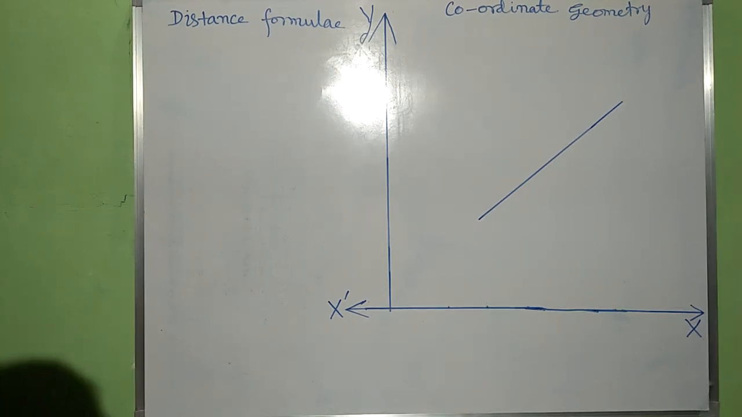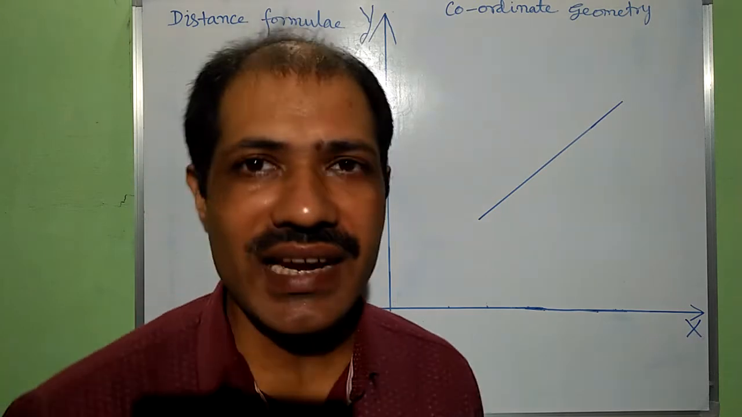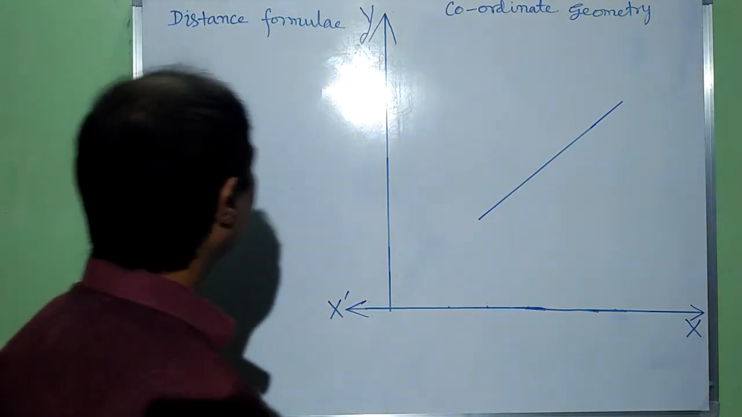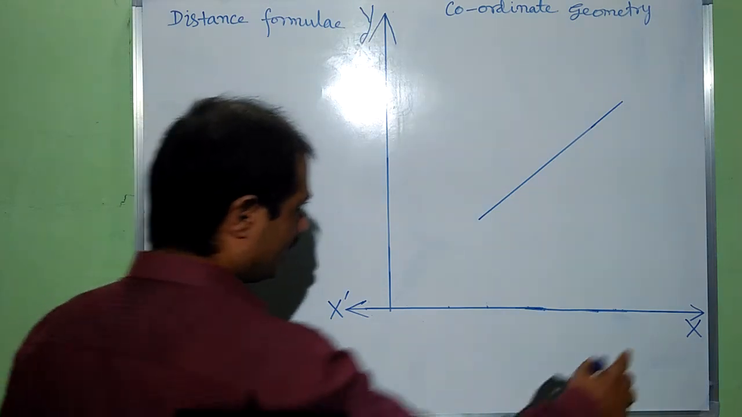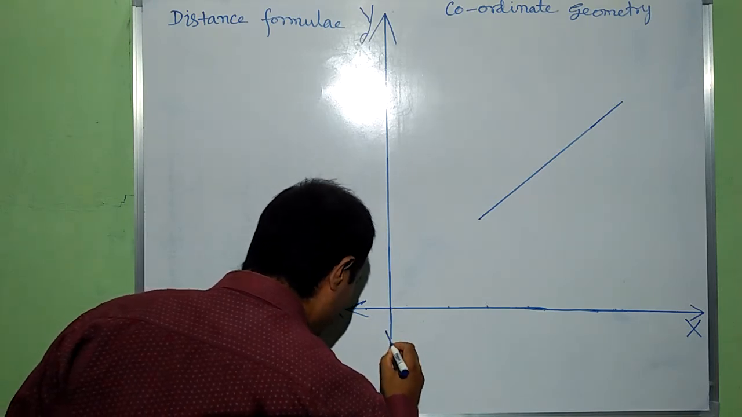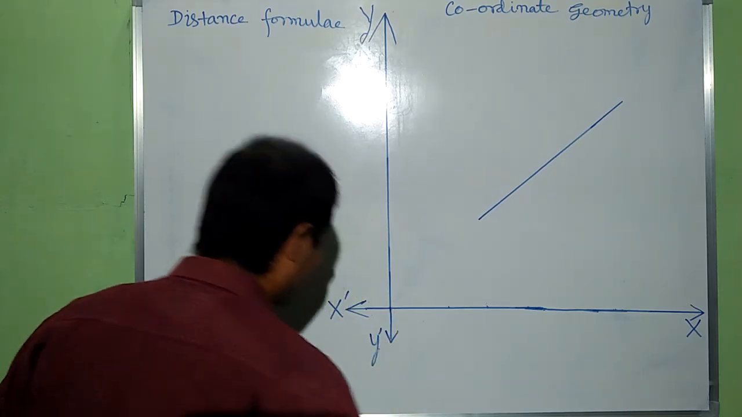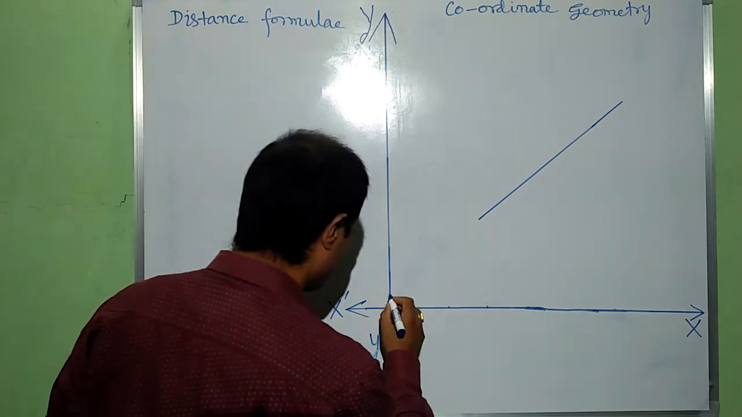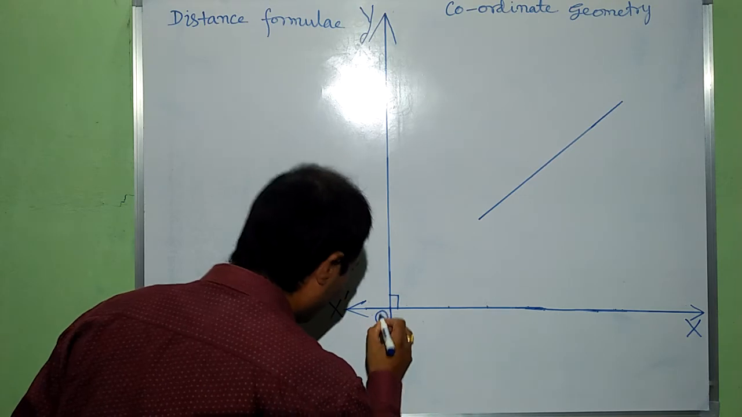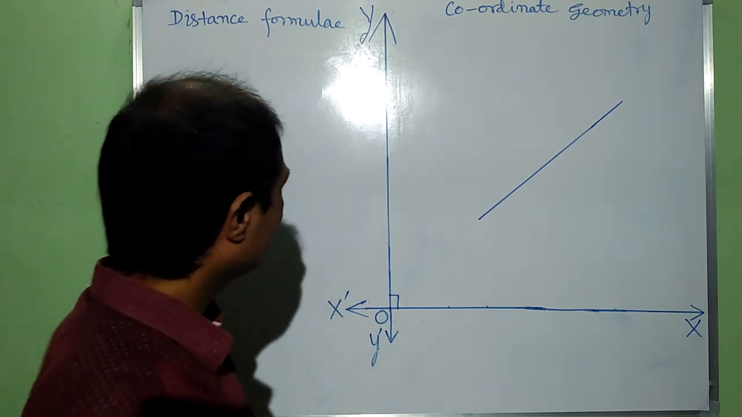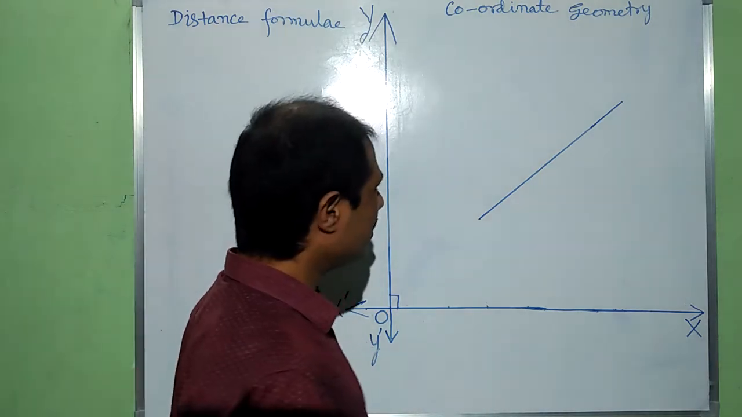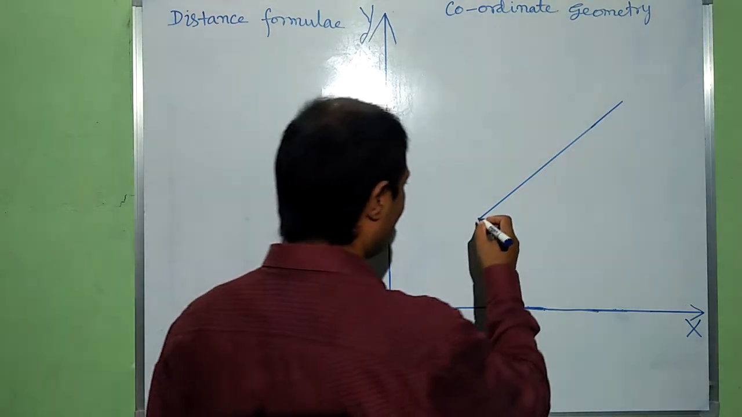Namaste everyone. Here I am going to establish the distance formula, which is related to coordinate geometry. Here, x dash and y dash are mutually perpendicular. They are intersecting at this point. This is O, the origin. Then this is called the Cartesian plane, in which 2 points are lying like this.